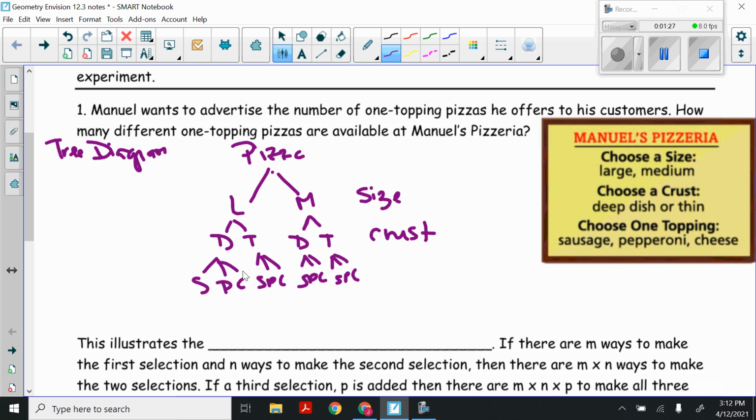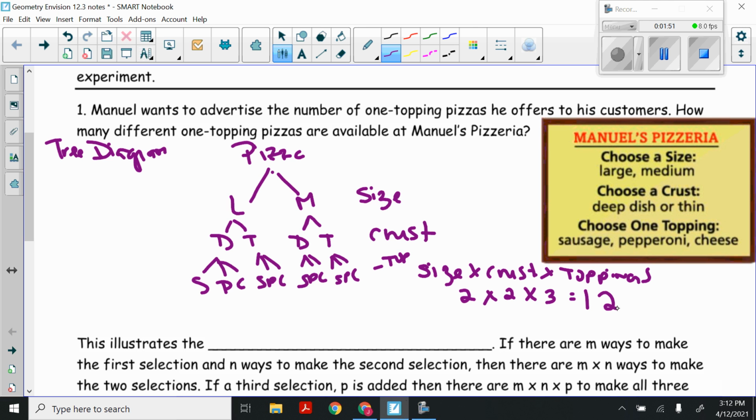All right, so now add up how many different possibilities do I have. So I would do the size times the crust times my toppings. I have two different sizes, two different crusts, and three different toppings. So 2 times 2 gets me 4, 4 times 3 gets me 12. So I have 12 different options available.